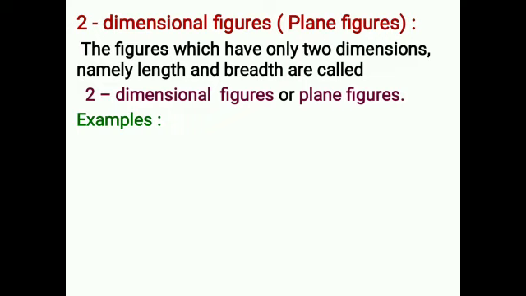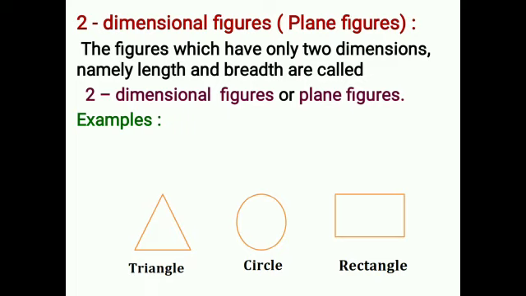For example, the first example is a triangle. This is a diagram of a two-dimensional figure because this one is the length and this one is the height. The figures which have only two dimensions, length and breadth, are called plane figures or two-dimensional figures. A circle is also a plane figure. The third example is a rectangle. A rectangle is also a plane figure because this one is the length and breadth.